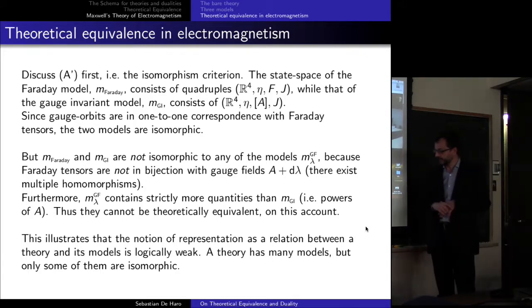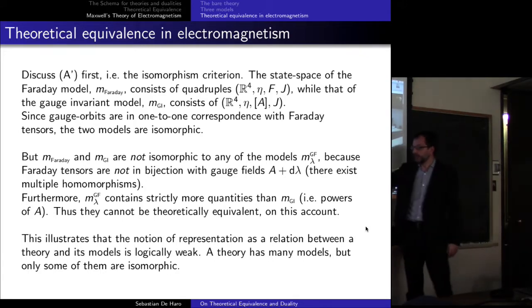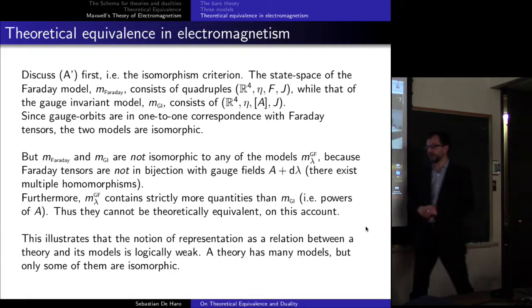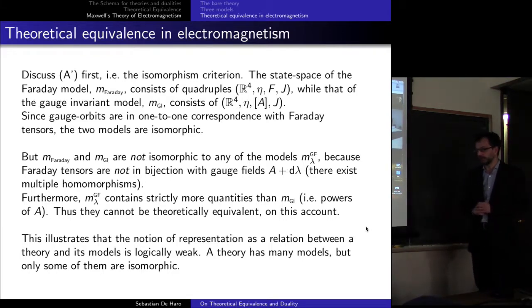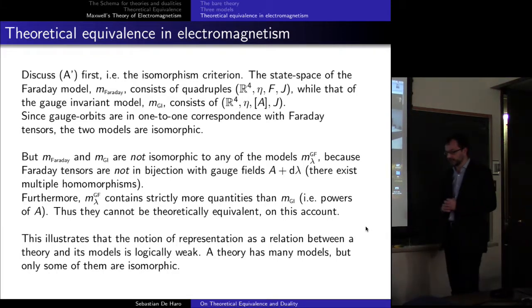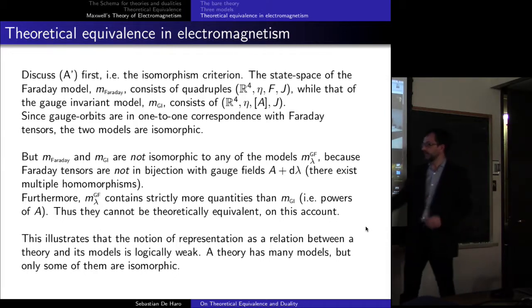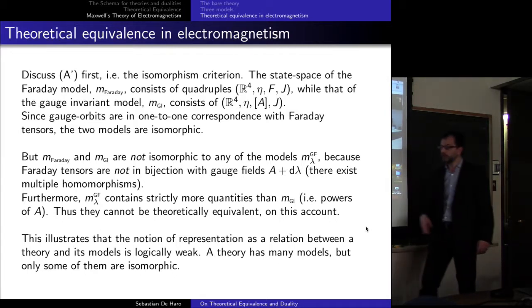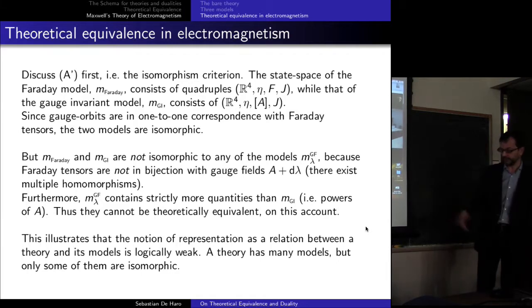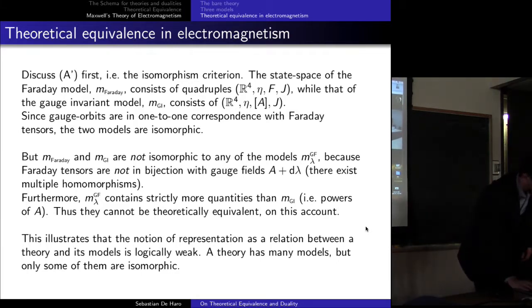So, on my account at least of theoretical equivalence, they cannot be theoretically equivalent because they are not isomorphic. Now, this illustrates that this notion of representation that I have used as a relation between theory and models is logically weak, in the sense that a theory has many models, but only some of those models are isomorphic. So the first and third model are isomorphic, but they are not isomorphic to the second one.